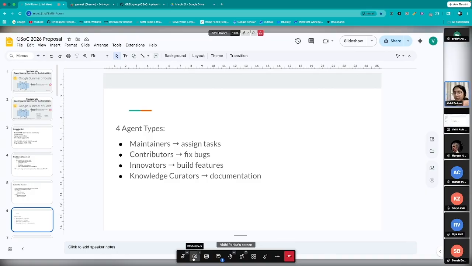So there can be more, but I briefly categorized the contributors into these categories. Previously, when this project had been done, there were only two types of agents, the maintainer and the contributor, but I classified the contributor into three different classifications as well, and the maintainer remains the same.